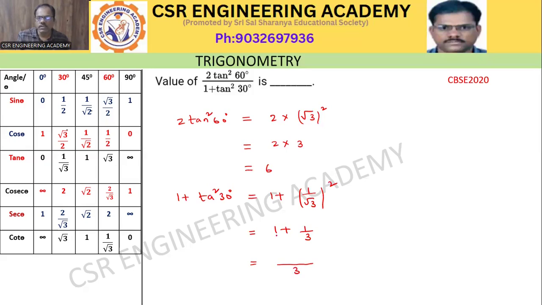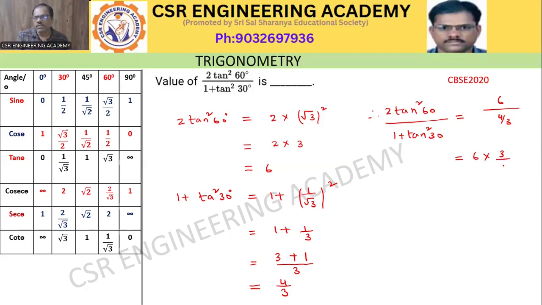LCM 3: 3 ones are 3, plus 1 into 1, 1, is equal to 3 plus 1, 4 by 3. Therefore, 2 tan square 60 by 1 plus tan square 30 is equal to 6 divided by 4 by 3, which is equal to 6 into 3 by 4. 2 3s are 6, 2 2s are 4, so it is equal to 9 by 2. 3 3s are 9, divided by 2.